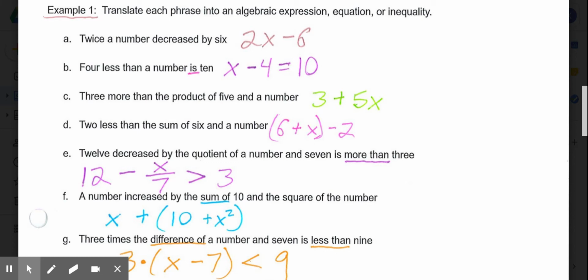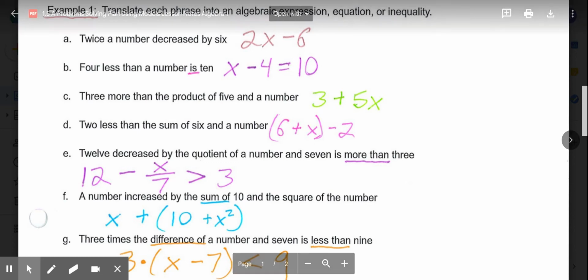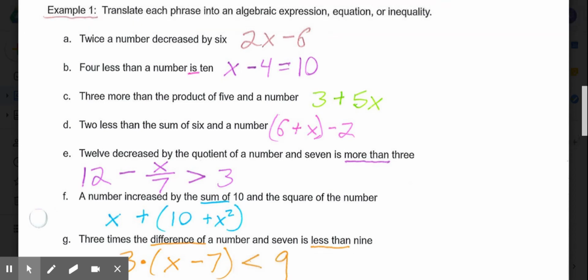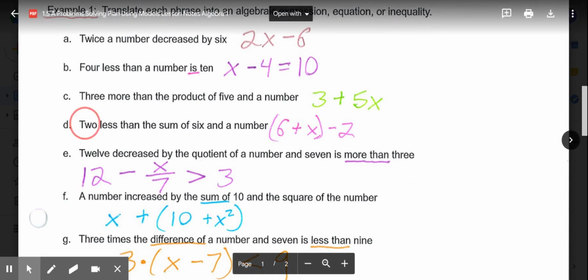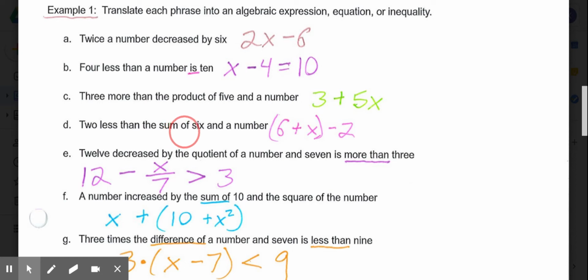In D, 2 less than the sum of 6 and a number. So now this is where we need to be careful because it's addition and subtraction, and we have an order of operations. So 2 less than the sum of. If it says the sum of, that tells me it'll be in parentheses. So the 6 and the number are added in parentheses, and then it's the minus 2 at the end for the 2 less than.